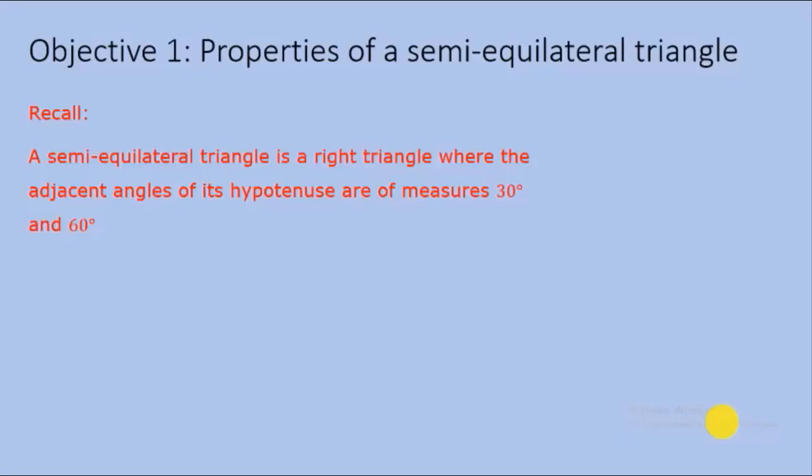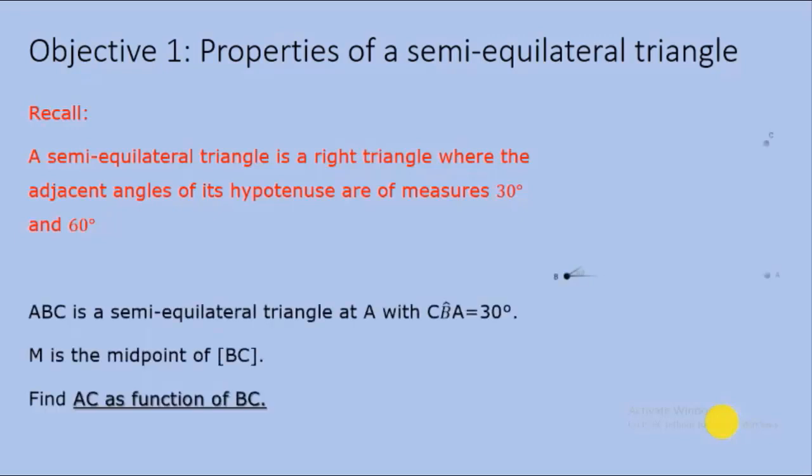Objective 1. Properties of a semi-equilateral triangle. Recall, a semi-equilateral triangle is a right triangle where the adjacent angles of its hypotenuse are of measures 30 degrees and 60 degrees. ABC is a semi-equilateral triangle at A with angle CBA equal to 30 degrees. M is the midpoint of BC.